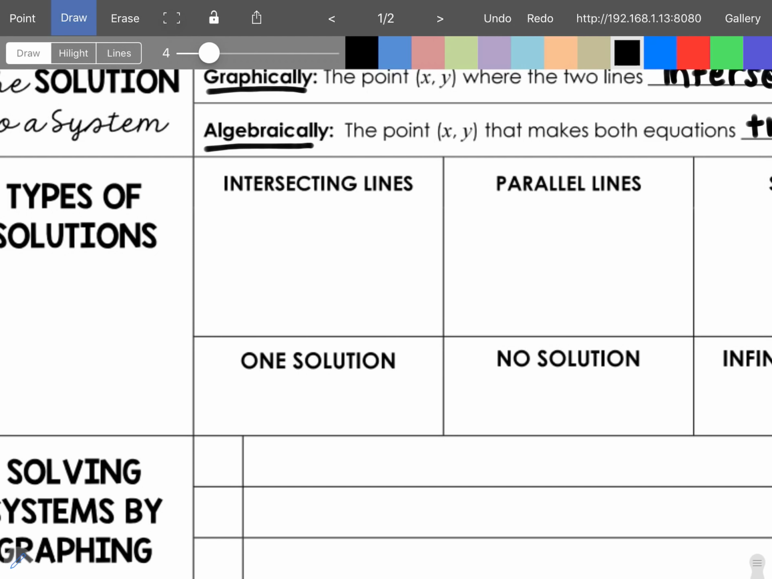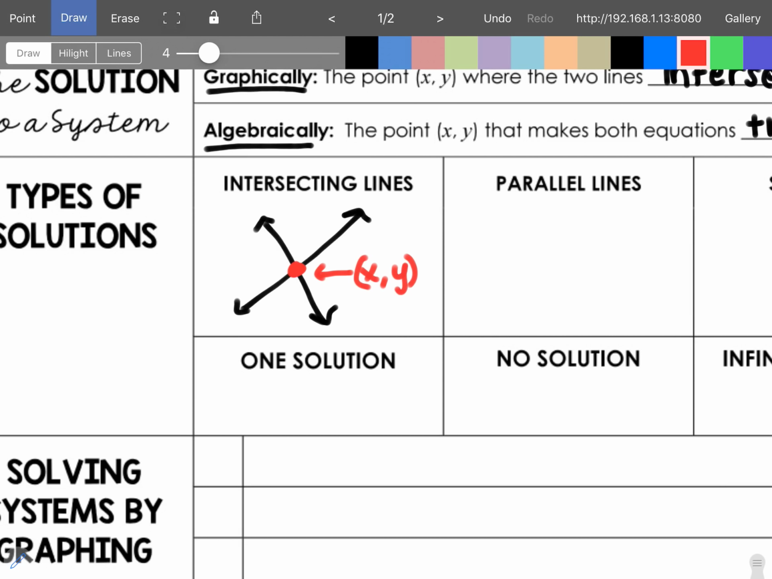If you have two lines that intersect, for example, this line and this line, they intersect in the middle right here. This point where they intersect is your answer. So when we graph lines today, we're going to be graphing two lines on the same coordinate plane, and wherever they intersect is your answer. And we're going to write the answer like this. So one solution, you're just going to write x comma y, whatever that point would be.